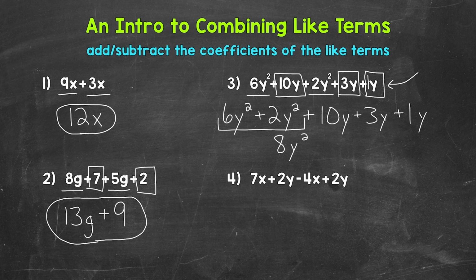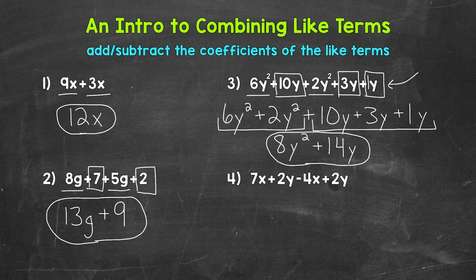And then we have y squared plus, now we can combine the y terms. So we have 10 plus 3 plus 1. 10 plus 3 is 13, plus 1 is 14. So we get 8y squared plus 14y. And that's the simplified expression. We now have an equivalent expression that is simpler than the original. We simplified the expression. We went from 5 terms to 2 terms.